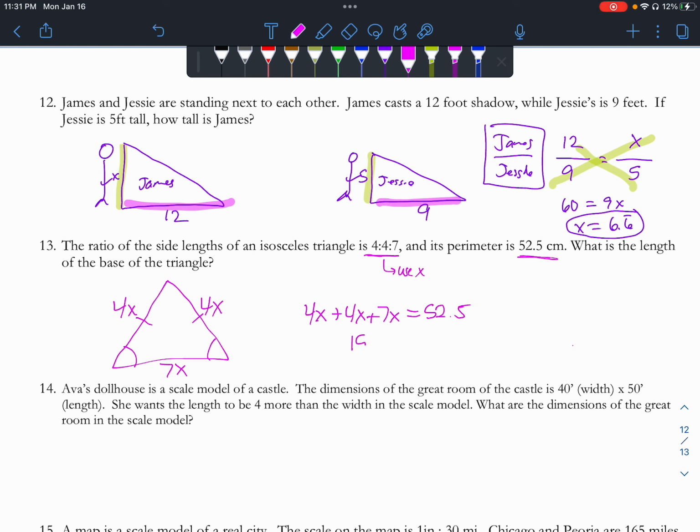That is 15 x's is equal to 52.5. Dust that calculator out. 52.5 divided by 15. Nice answer for us here. I just end up with an answer of 3.5.